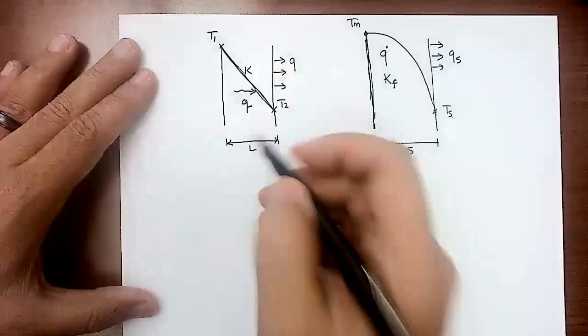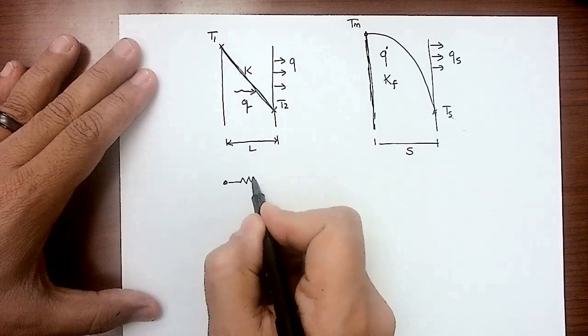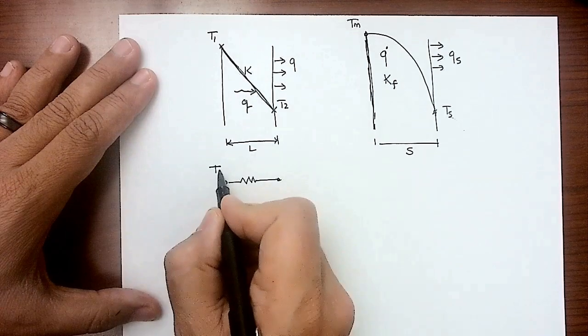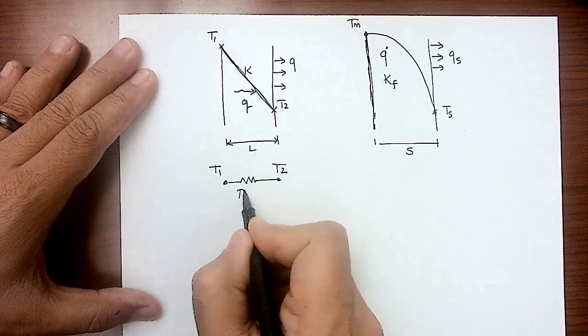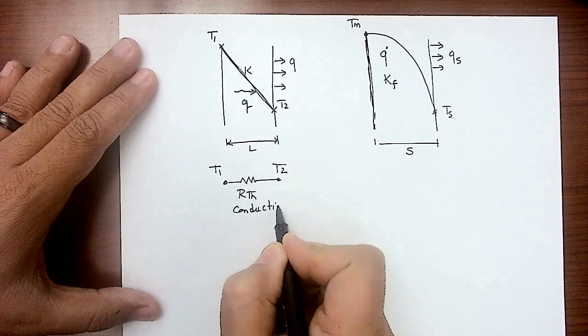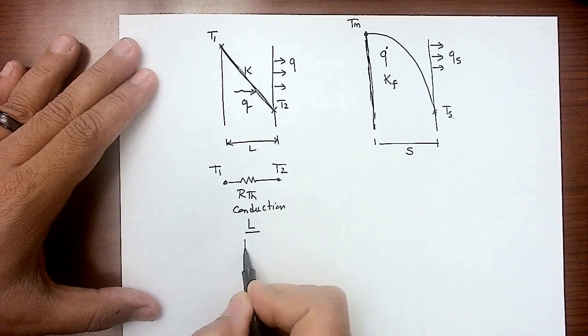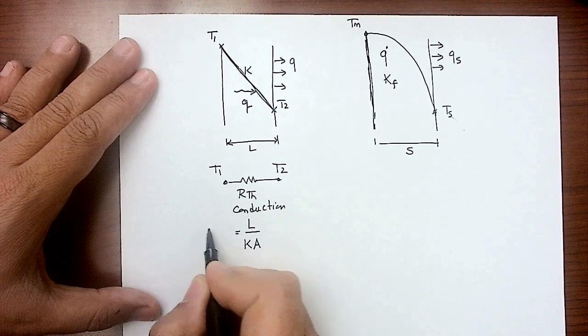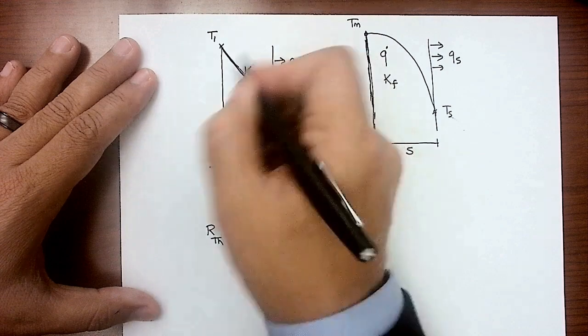I can remove this and present a thermal resistance between T1 and T2. This is R thermal. What type? Conduction. How do you calculate it? It's L over KA. That's the R thermal conduction for this one.